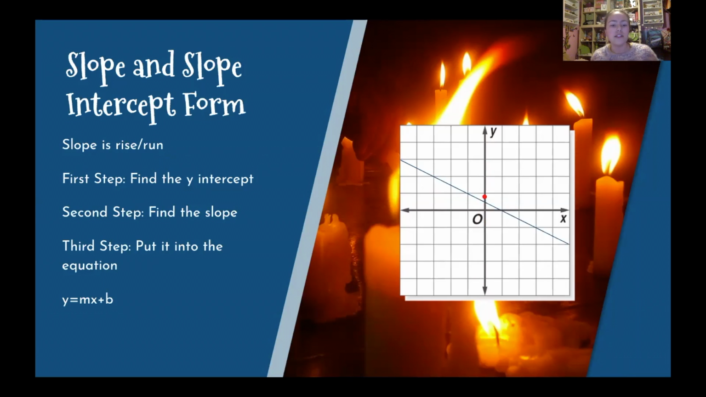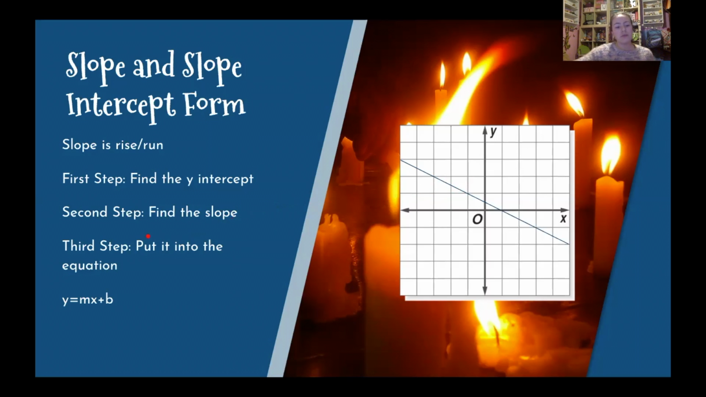Okay, the second step would be to find the slope. So as I said before, it is rise over run. Because the line is going in this direction, it's going to be rising negatively instead of positively. So it is going down 1 over 2. So this would be -1/2 for the slope.